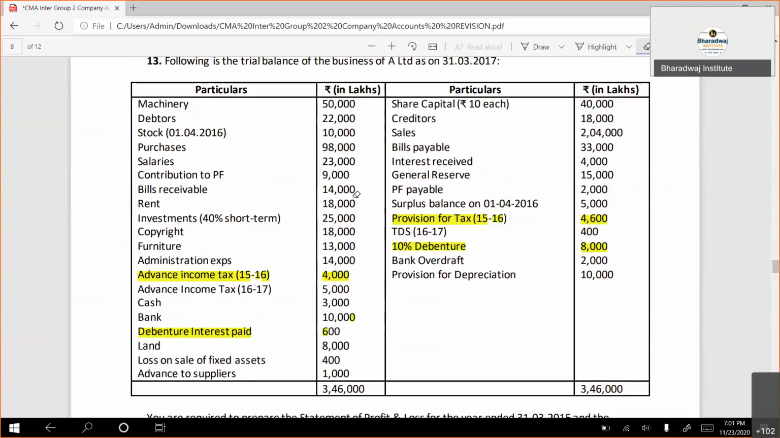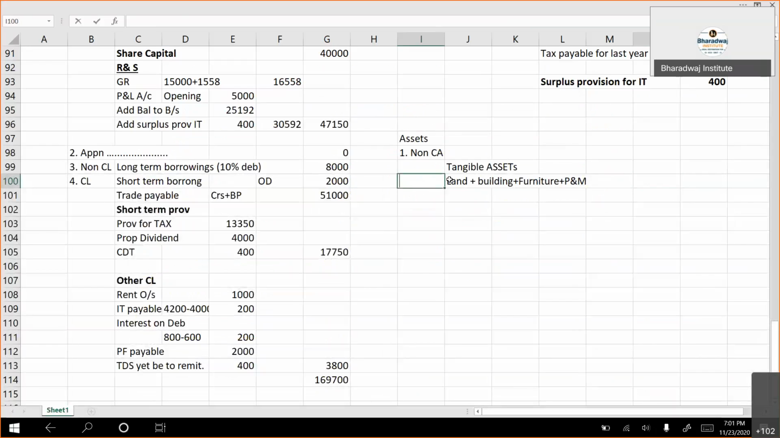50,000 machinery. Land 8,000, so 58,000. Furniture 13,000. No building, huh? Okay, add up and tell me. Only tangible. This is 71,000.